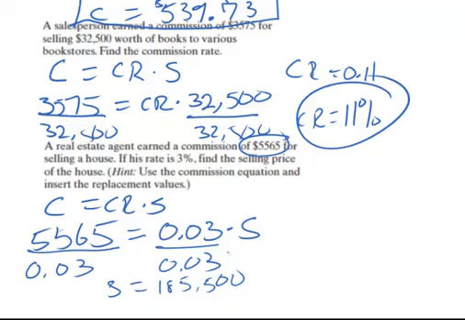As you go through the sales tax, discount, and commission problems, I want you to know that there's a pattern. In commission we're multiplying, and in sales tax we're adding, and in discounts we're subtracting, okay?